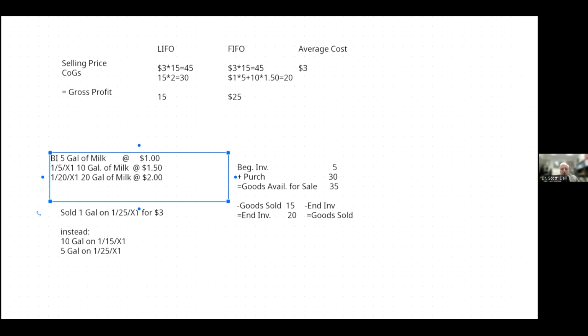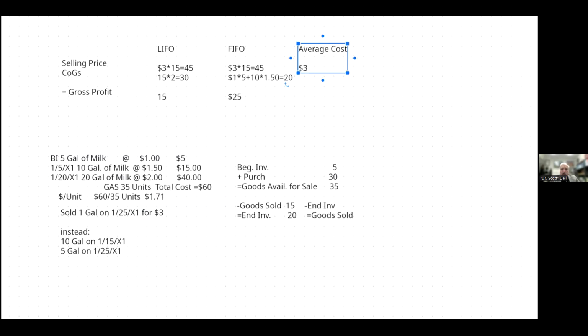So if I do $1.71 and I multiply that times my 15 units, I'm going to get 25.71 if all goes well. And so we're going to get our average cost going. And we're going to have 25.71. And I told you we had $45 in sales. Okay. And if I take 45 minus 25, that gets me down to 20. Take another 71 cents, I get $19.29.